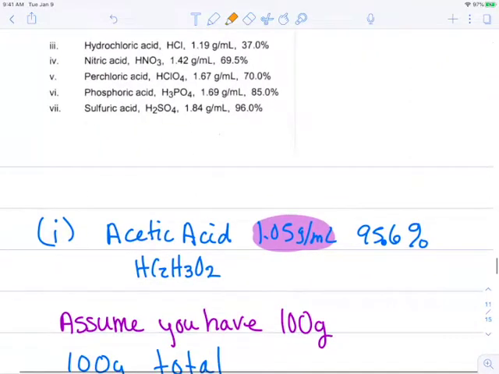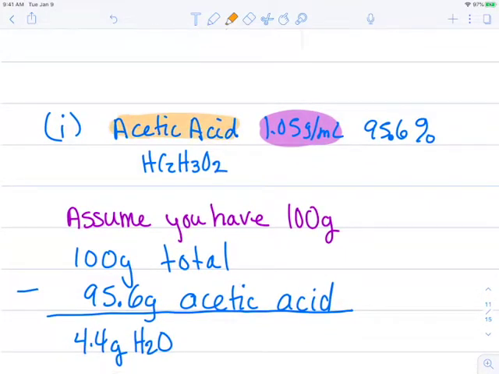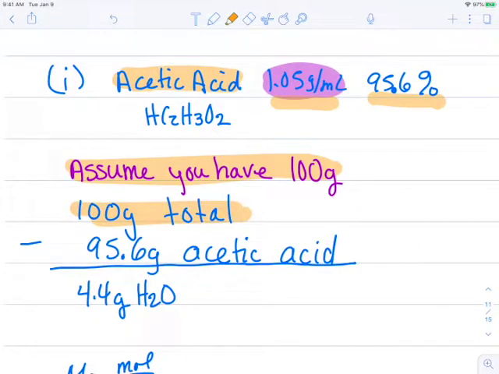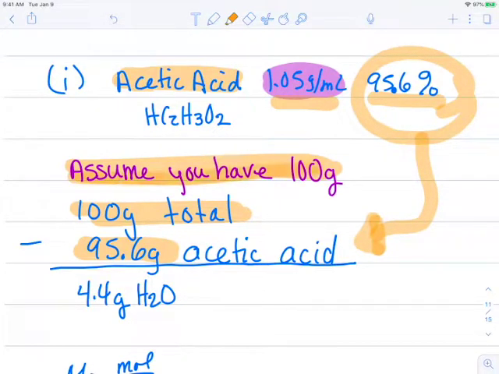The first thing I did is copy the information. This is acetic acid, and here's its density. This is its percent mass in this particular solution, so it's very concentrated, 95.6%. Just like when we were doing percent mass in class, you're going to assume that you have 100 grams. If you have 100 grams total, then you have 95.6 grams of acetic acid. This same number is your acetic acid so long as you have 100 grams total. If you were to subtract the two, you would find the water. You don't need the water, but I just wanted to show you what else you have in solution.